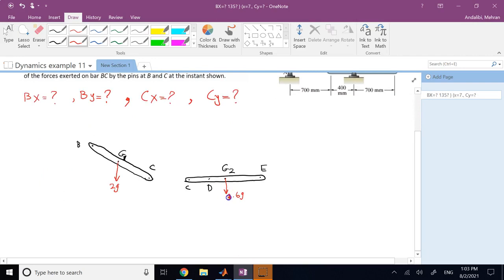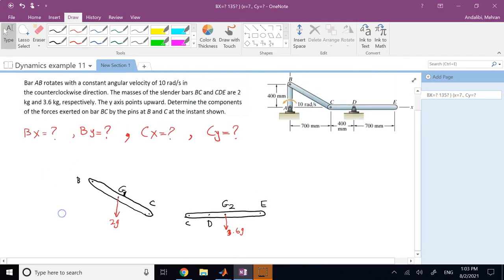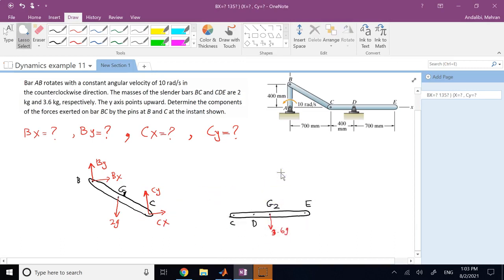Then we have pin reactions at B and C. So at B we have 2 pin reactions, Bx and By. Similarly, here we have Cx and Cy. And then for member CDE on pin C, we have the reaction to those two C's. So it's going to be the same Cx but backwards and the same Cy but backwards. And then at D, we also have 2 pin reactions, so we have Dy and Dx. So here are these 6 reactions.